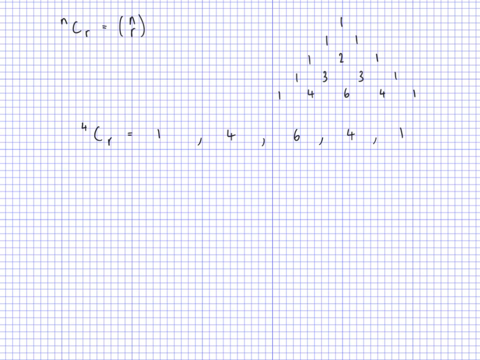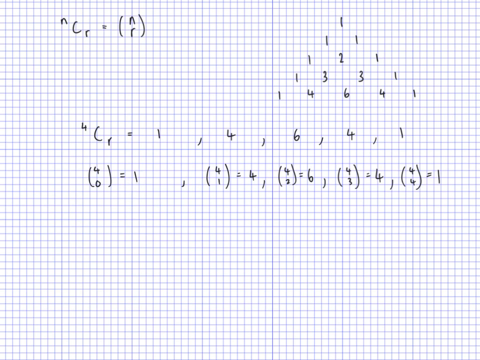I'll write it using this notation now. The value of 4 choose 0 is equal to 1. The value of 4 choose 1 is equal to 4. The value of 4 choose 2 is equal to 6. The value of 4 choose 3 equals 4. And the value of 4 choose 4 is equal to 1. Okay, so notice how this function directly links to Pascal's triangle.